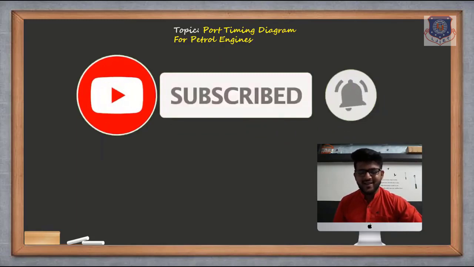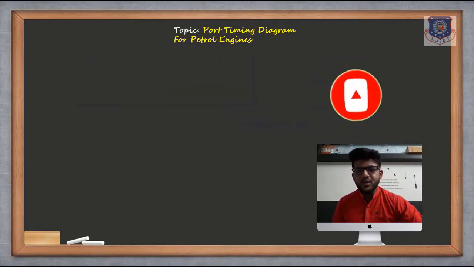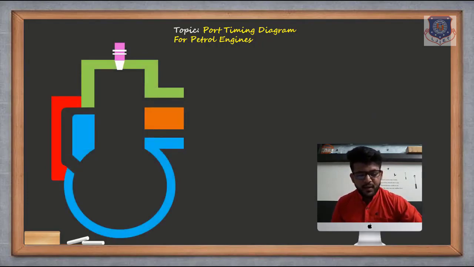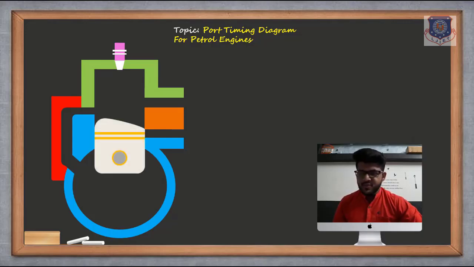Fine. So let's start. We are first seeing a port timing diagram of a petrol engine. Thereafter, we will see a diesel engine. Clear? Let's start. So here you can see it is a simple cylinder in which we will place a piston. Now I am giving you a simple animation step by step so you can understand easily what is happening with the ports.